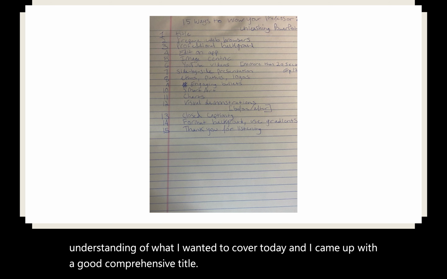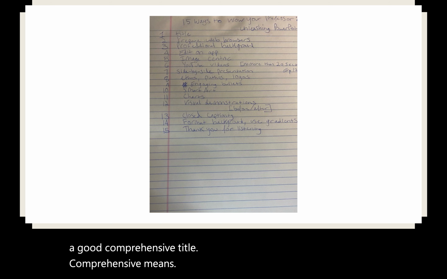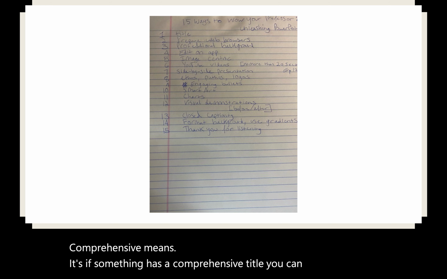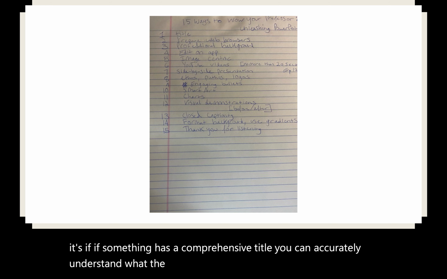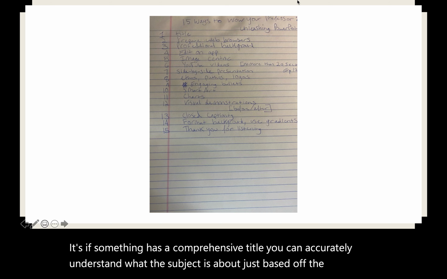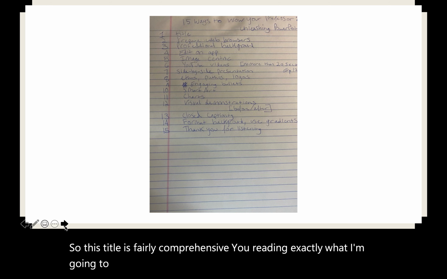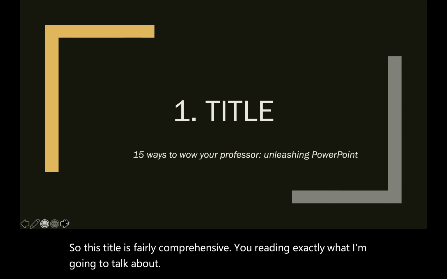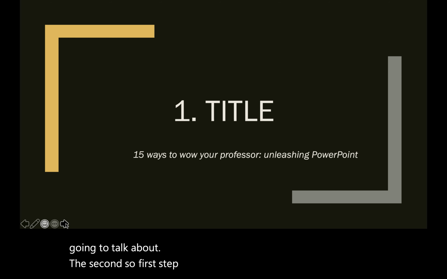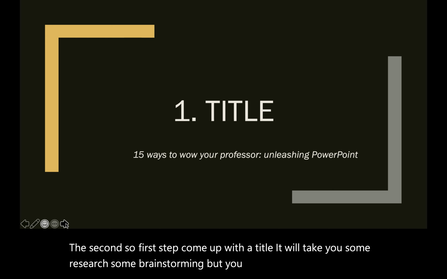Comprehensive means overall. If something has a comprehensive title, you can accurately understand what the subject is about just based off the title. So this title is fairly comprehensive. You reading it know exactly what I'm going to talk about. First step, come up with a title. It will take you some research, some brainstorming, but you will get there eventually.